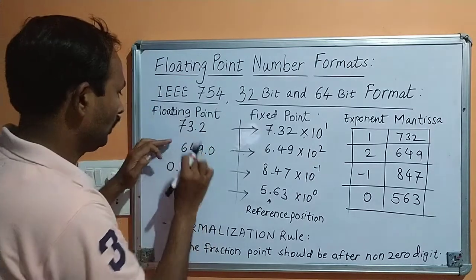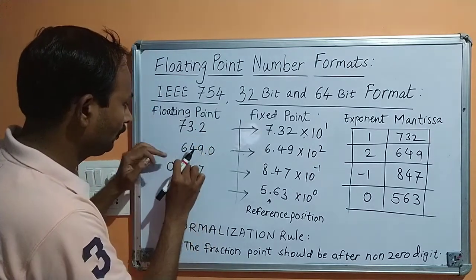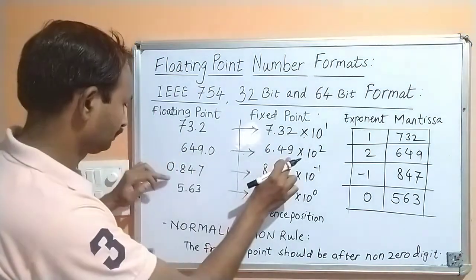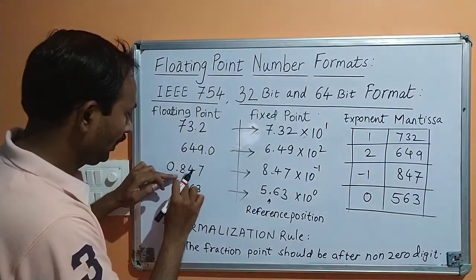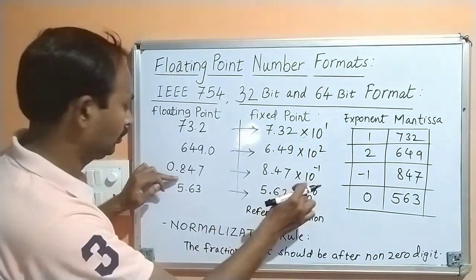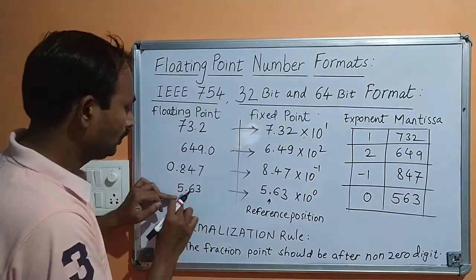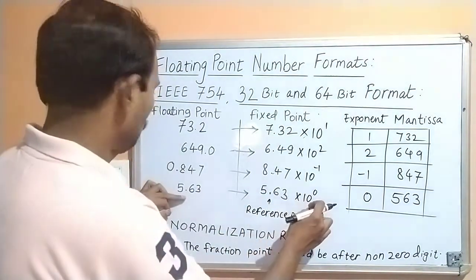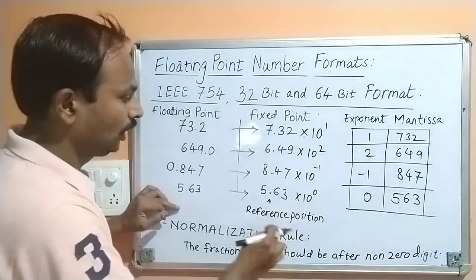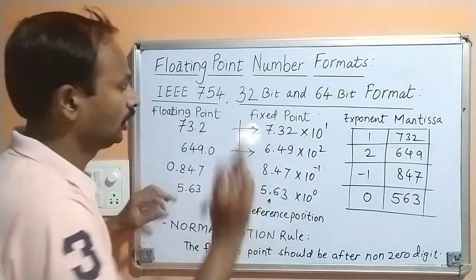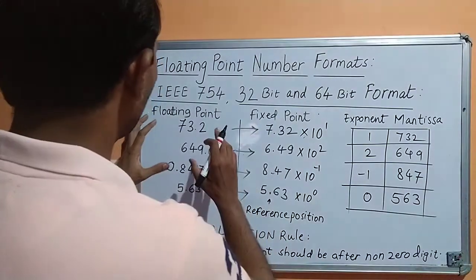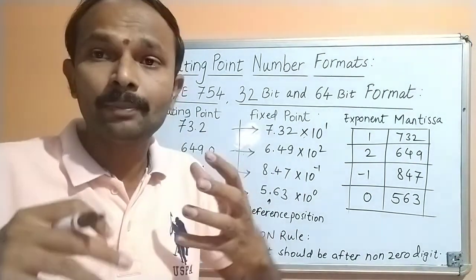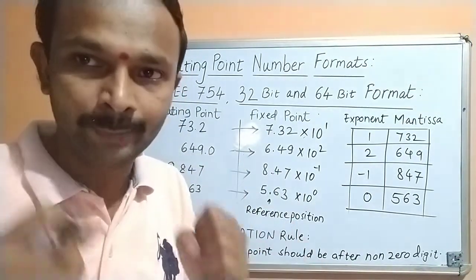So, 7.32 into 10 raised to 1. Here the fractional point will come here, 6.49 into 10 raised to 2. Here, 8.47 into 10 raised to minus 1, and 5.63, right, into 10 raised to 0, because the number is same. So this is known as reference position. So what we have done now, all the floating point numbers we have converted into fixed point numbers, so that we can perform some operation on them.